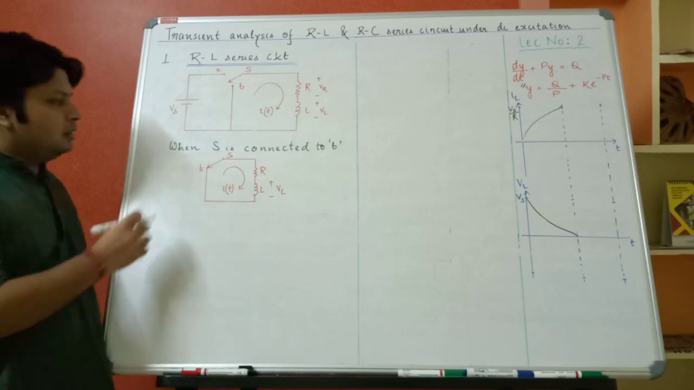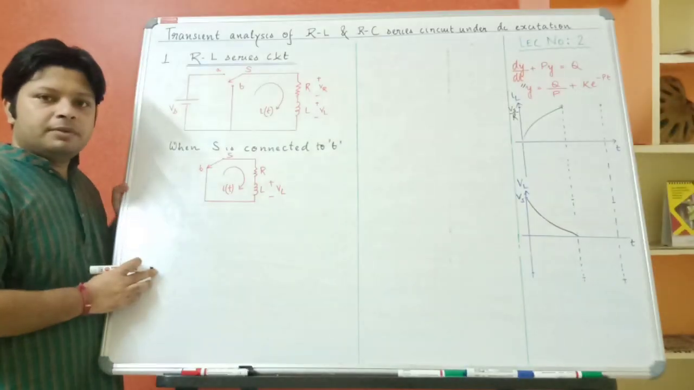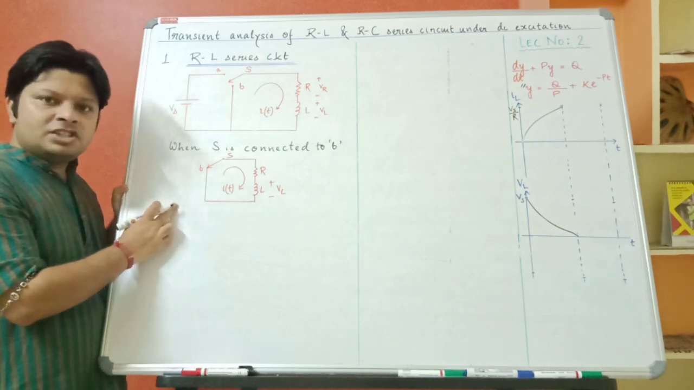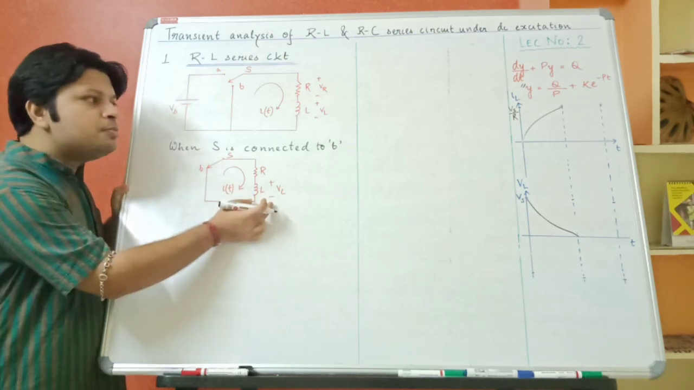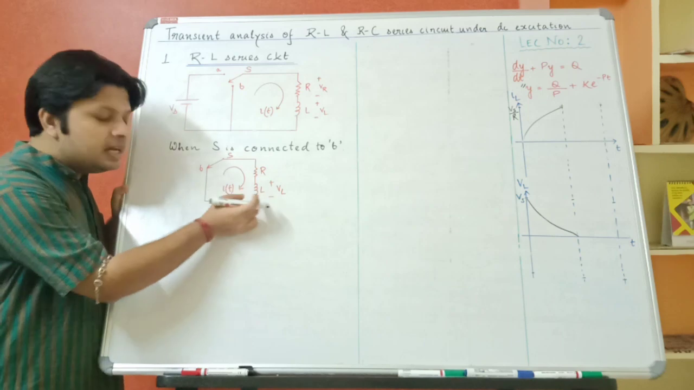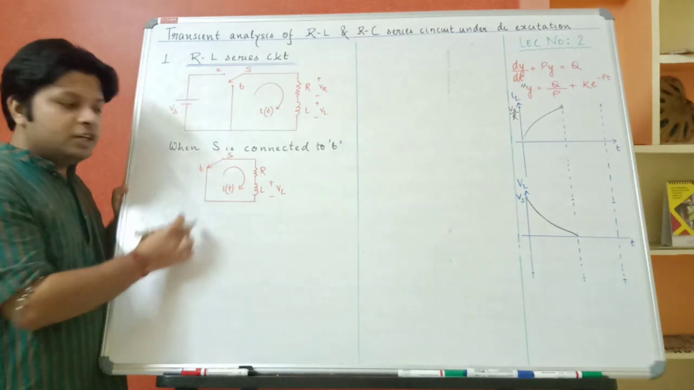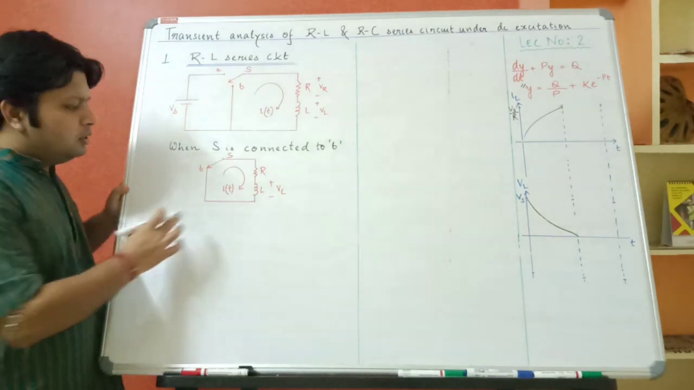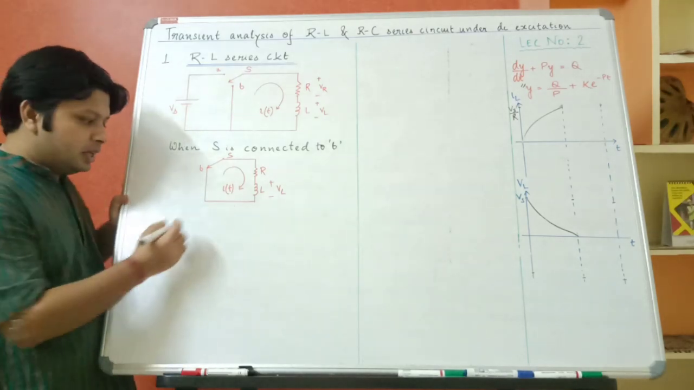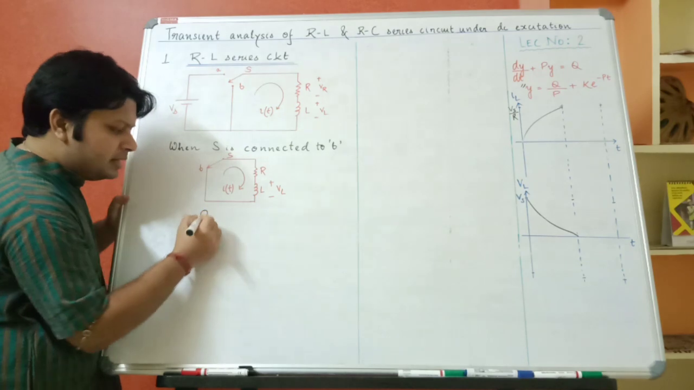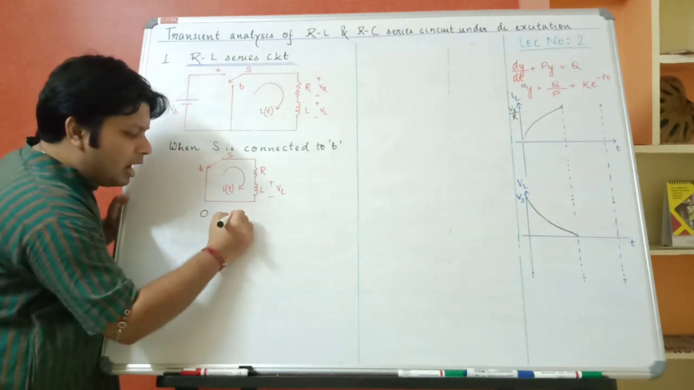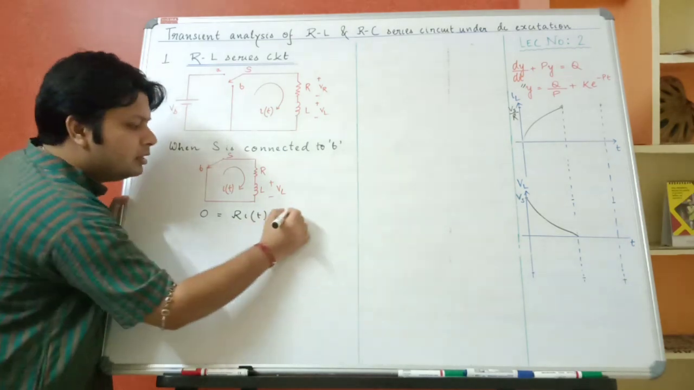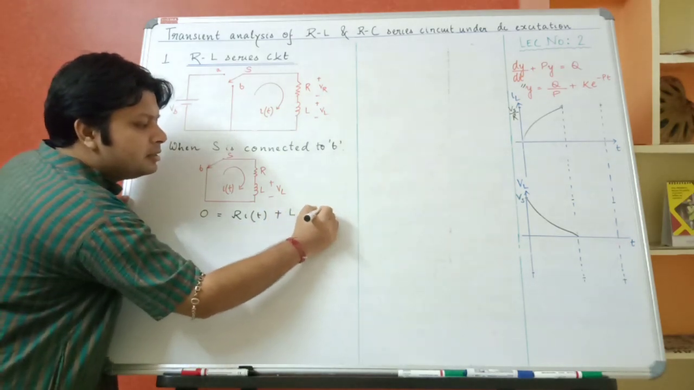Now next, my switch is connected to position B. When my switch is connected to position B, my source gets detached. My inductor was previously charged, so my inductor now acts as a source. It will drive the current through this closed path. Now if I apply KVL, Vs is 0, so the left hand side becomes 0. R i(t), the same way as we have written earlier, plus L di(t) by dt.